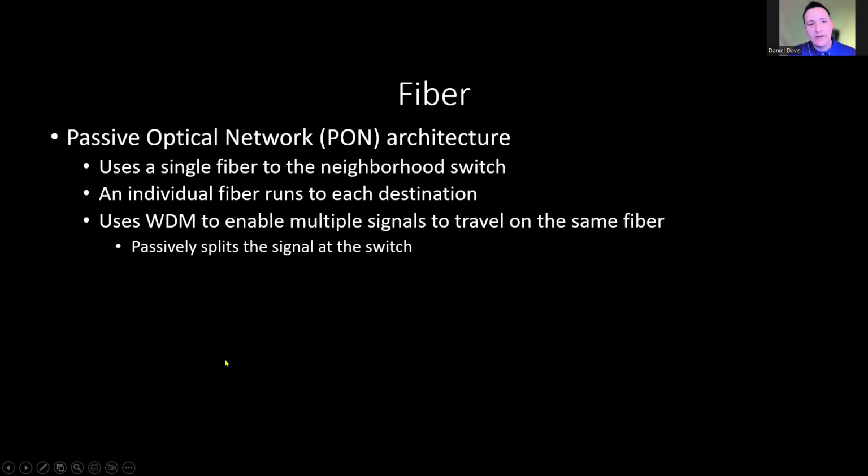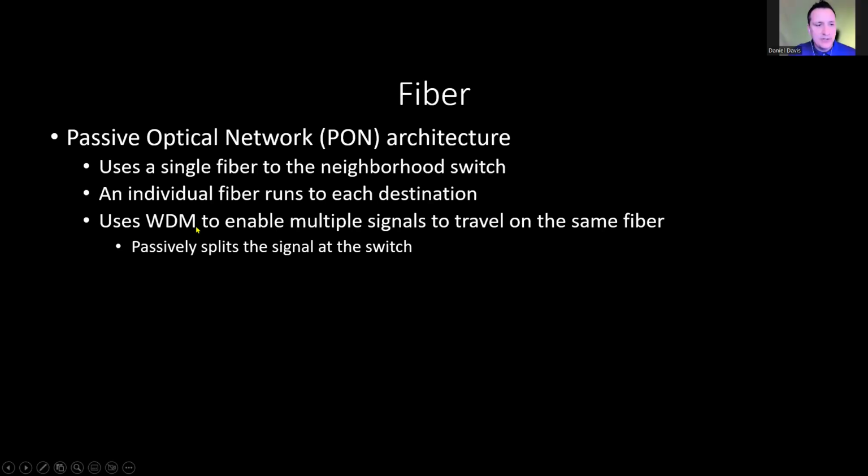So one of the ways they're keeping costs down is by using this passive optical network, or PON, architecture. We use a single fiber to the neighborhood switch, and an individual fiber runs to each destination. They use WDM, which is wavelength division multiplexing. We were talking about that before, and this enables multiple signals to travel over the same fiber.